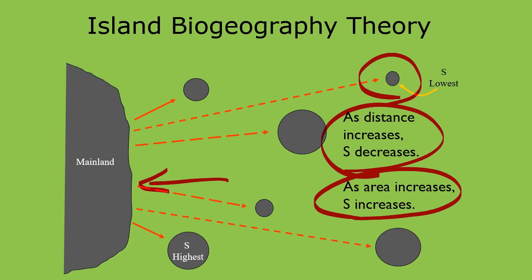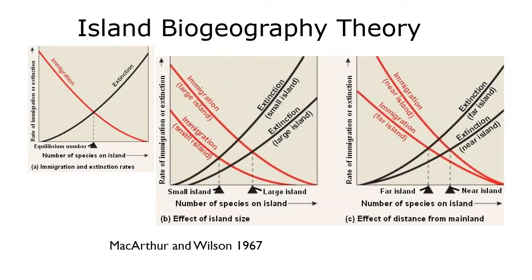So this distant small island will have the fewest species, and this closer, larger island is going to have a lot more species. And so this distance and area are both impacting the number of species on the island. So you have all the pieces of the puzzle now.